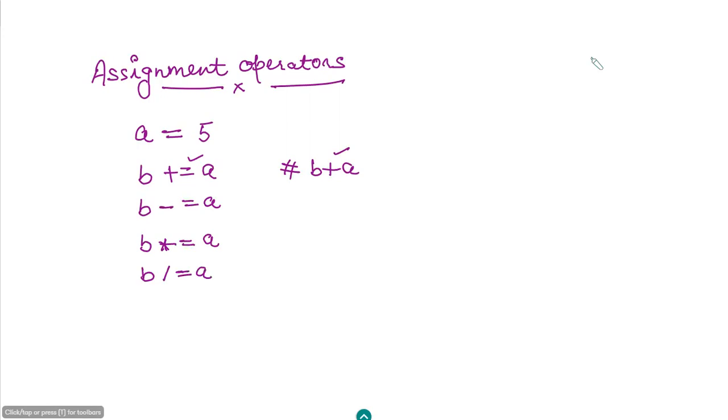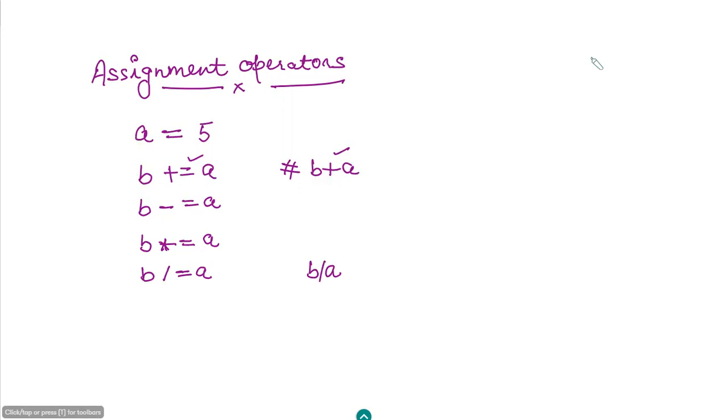So that means B, B is what? The left side operand will be divided by the right one. So the expression will become B divided by A, right.